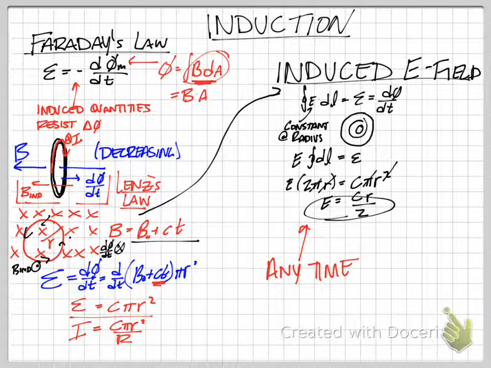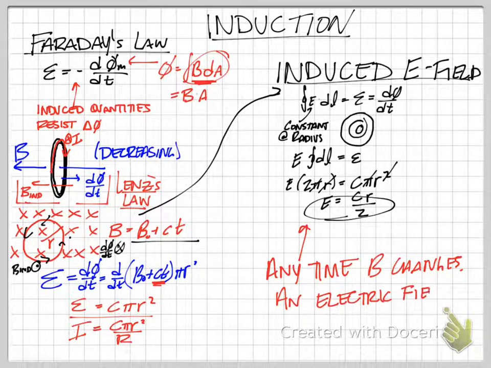Anytime that we have a change in the magnetic field, we also get an induced electric field. So the presence of this electric field does not depend on there being a wire loop there. This electric field happens all of the time. If I happen to put a wire there, then absolutely you will get an induced EMF.